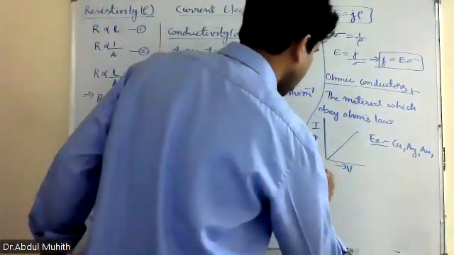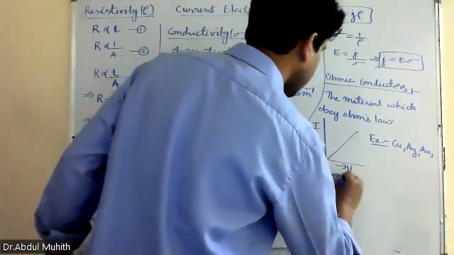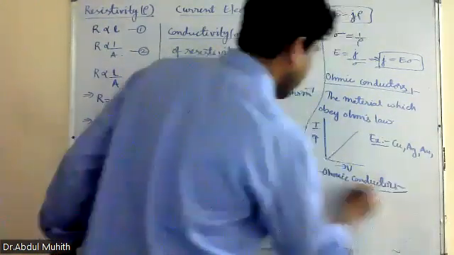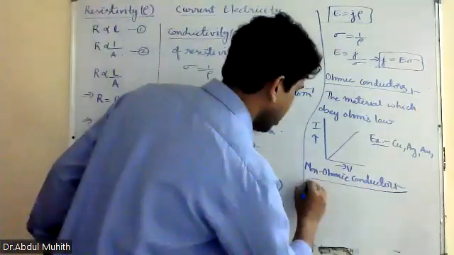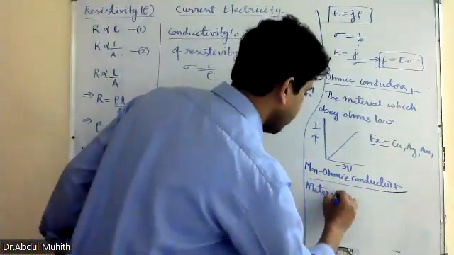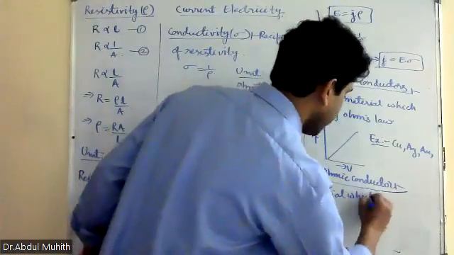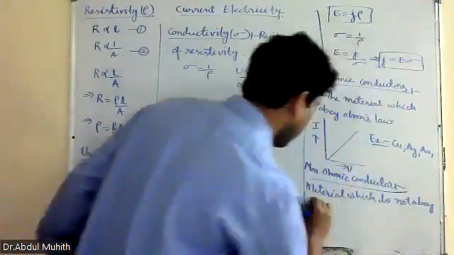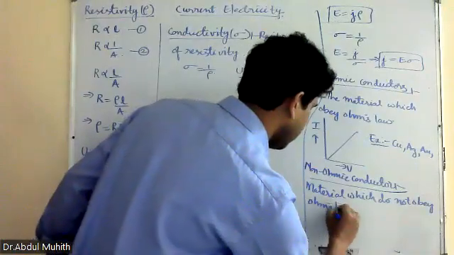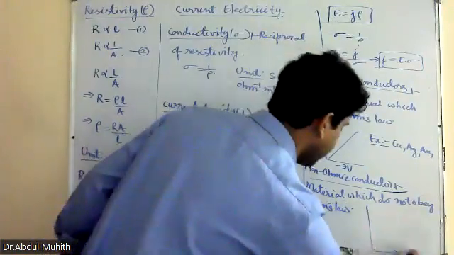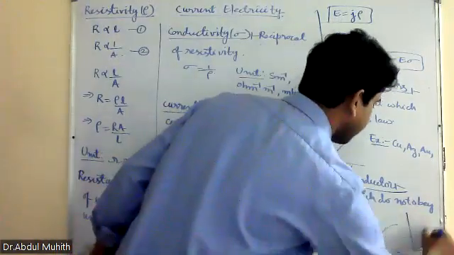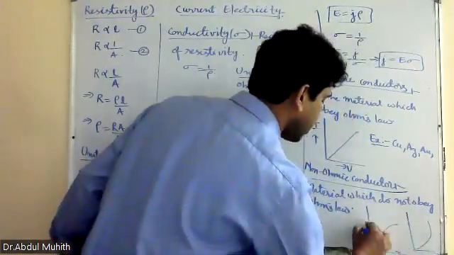Non-ohmic conductors. What are non-ohmic conductors? Which do not obey Ohm's law. Very good. The material which does not obey Ohm's law is known as a non-ohmic conductor. So if you draw the graph, it may be something like this, or it may be something like this. So this is voltage versus current.